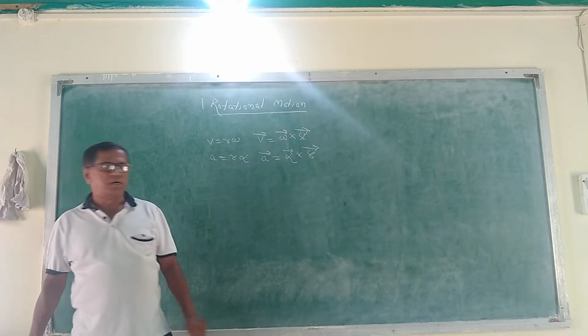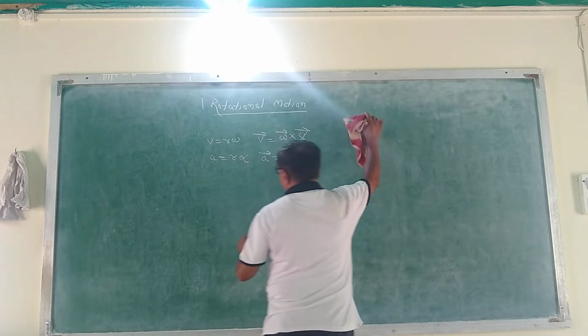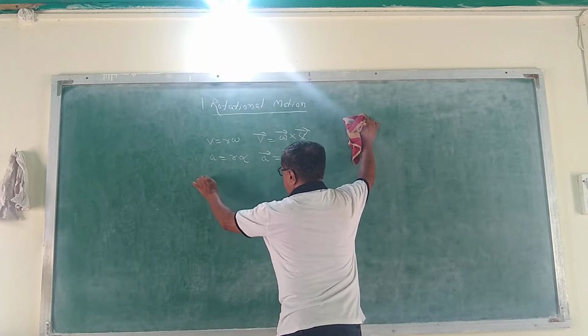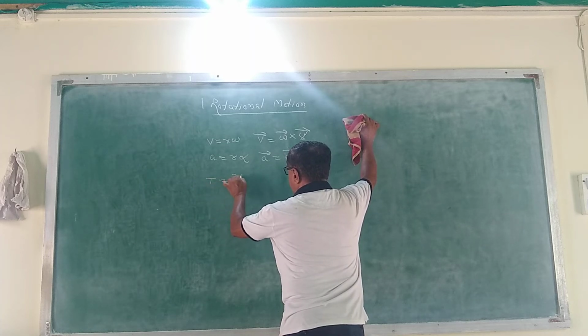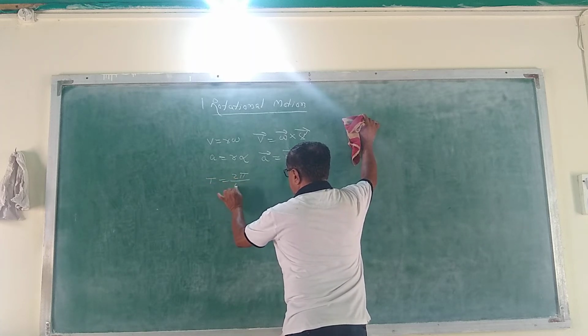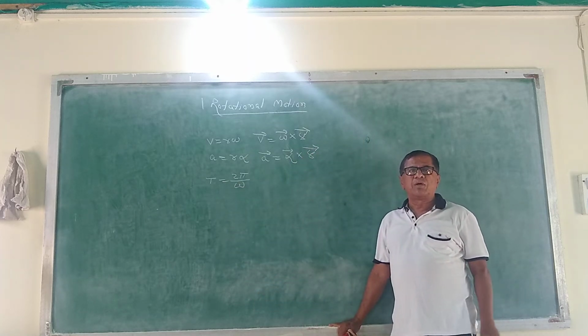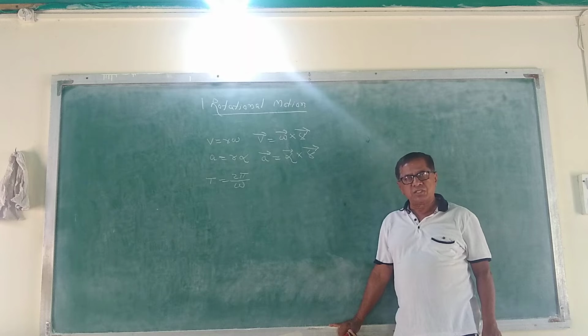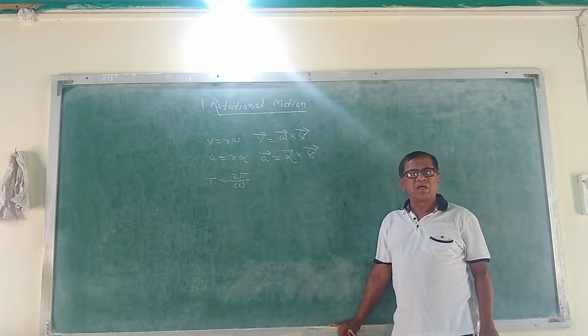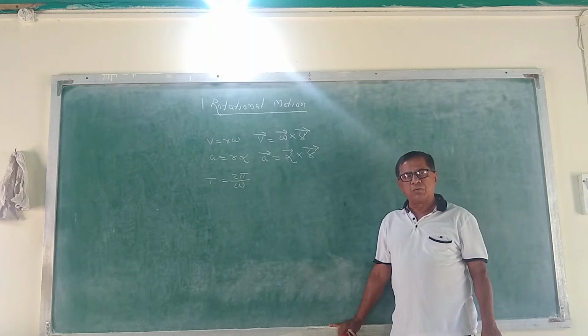Before that, the period T is equal to 2 pi upon omega. That is the time taken by the particle to complete one oscillation or one revolution. Always use the capital T for the period. For the time, use the small t. Period T is equal to 2 pi upon omega.